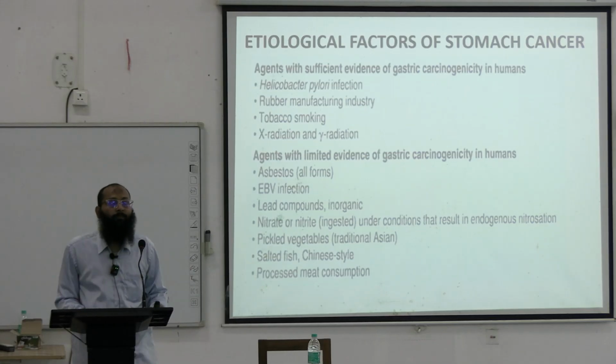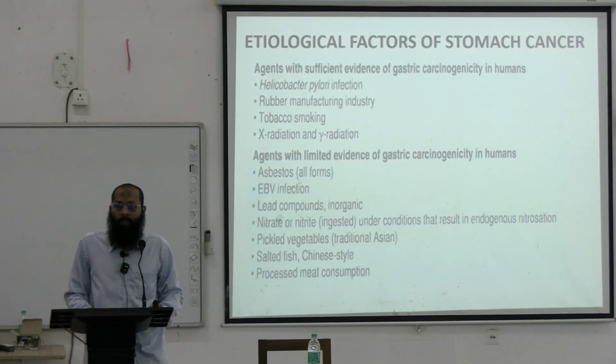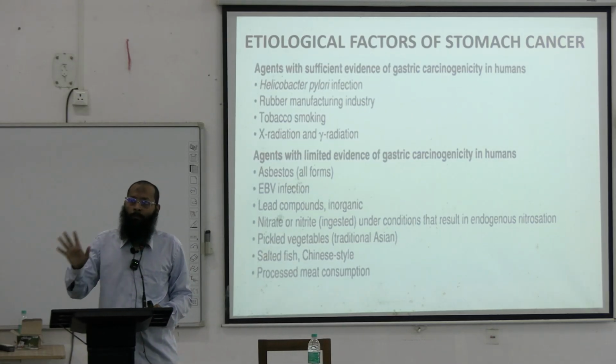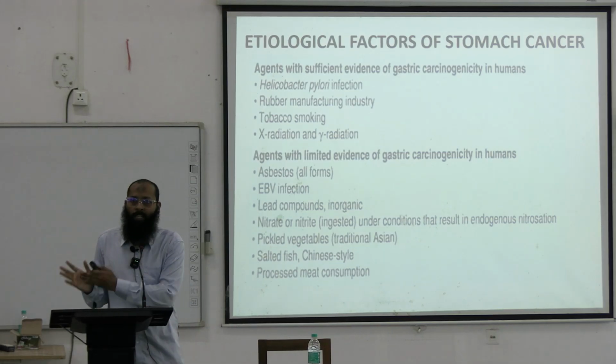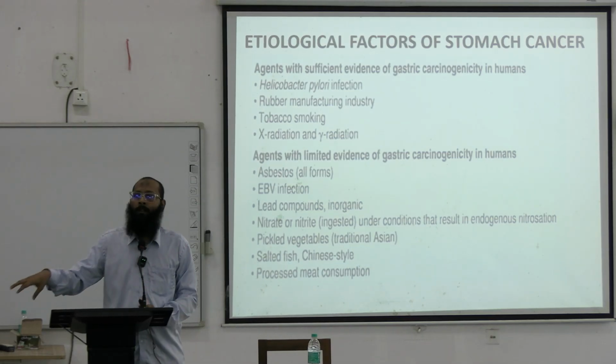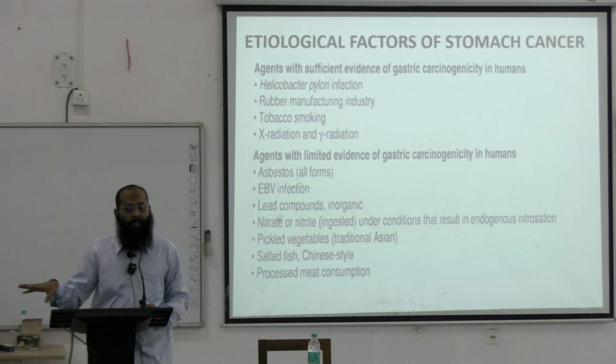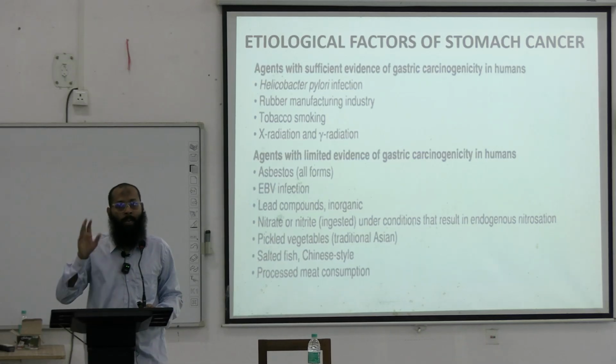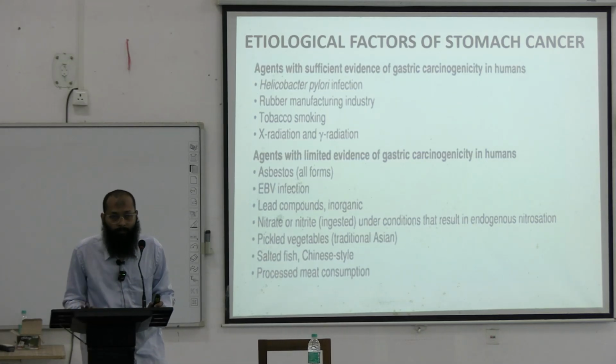Okay, sit down. Now, this is the mechanism of development of peptic ulcer. If there is more acid, the acid will affect the surface epithelial cell and lead to peptic ulcer generation.